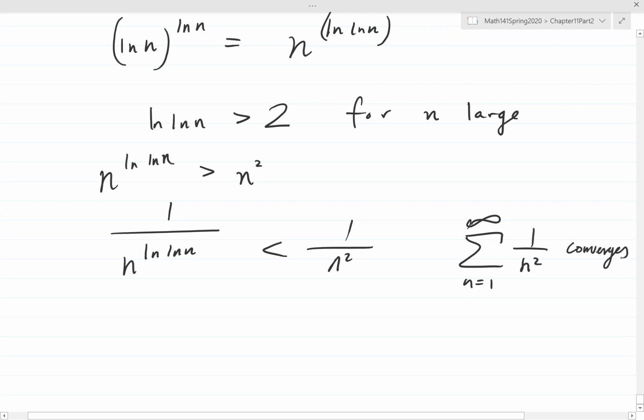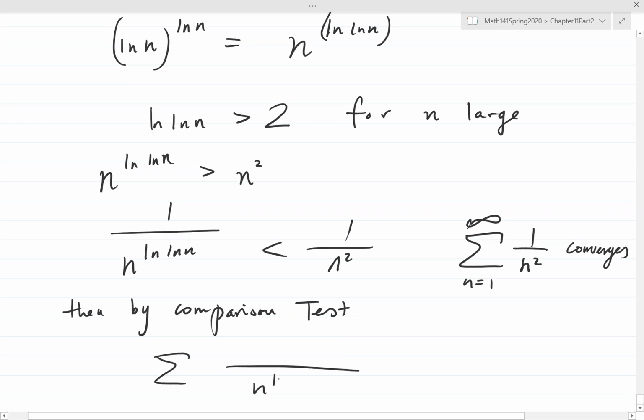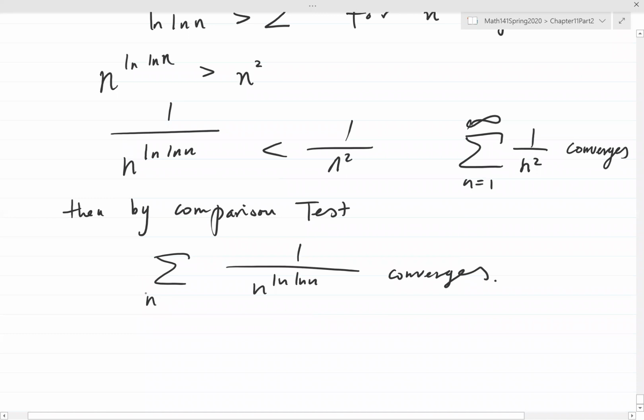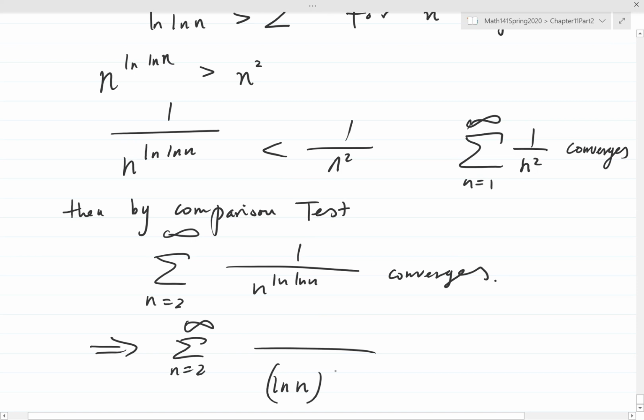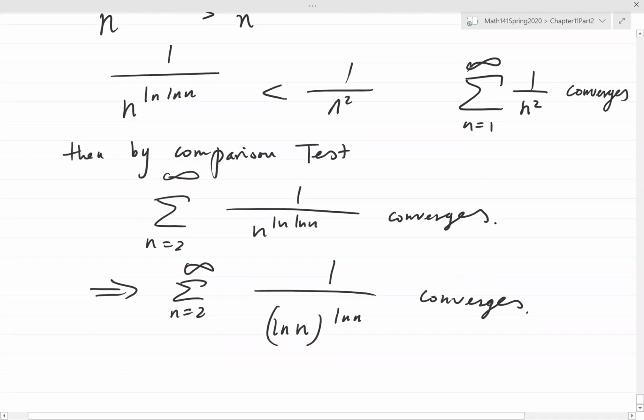Then by the comparison test, this series converges. Then we can conclude that the sum from n equals 2 to infinity of ln n to the power ln n converges. Okay, converges. Actually converges absolutely.